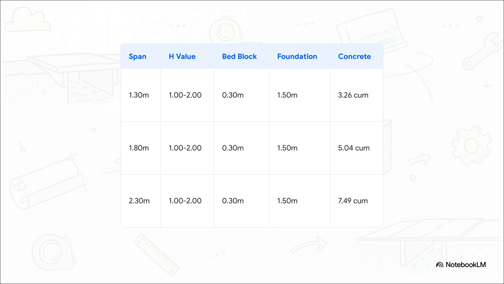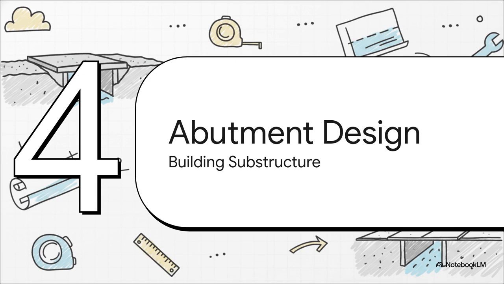Let's say you have a 1.30 meter span. Boom. You instantly extract your bedblock breadth of 0.30 meters, your foundation width of 1.50 meters, and even the exact quantity of concrete required, 3.26 cubic meters. You don't have to stress over calculating bending moments on the fly. The agonizing engineering math has already been rigorously vetted and compiled into this cheat sheet, which makes things incredibly fast and undeniably safe.